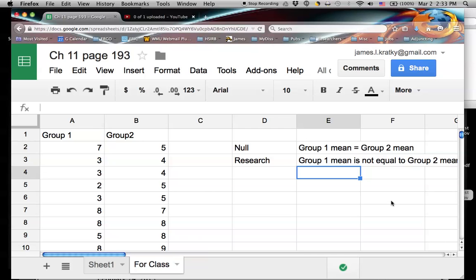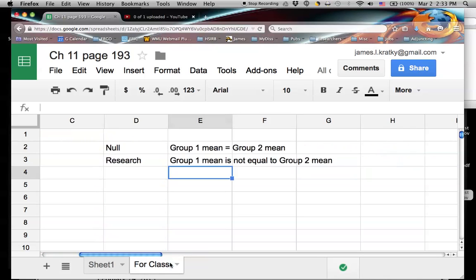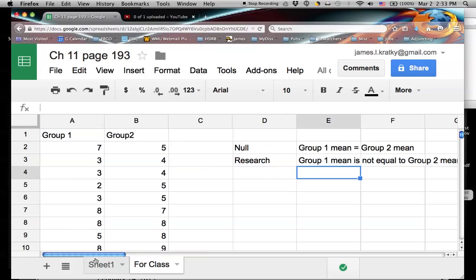Remember, when we run a test, we will either reject the null hypothesis or fail to reject the null hypothesis. Really, our hope, or our presumed or assumed goal, is that we're hoping to reject the null hypothesis. So there we have, and this is a two-directional or two-tail test that we're going to run.